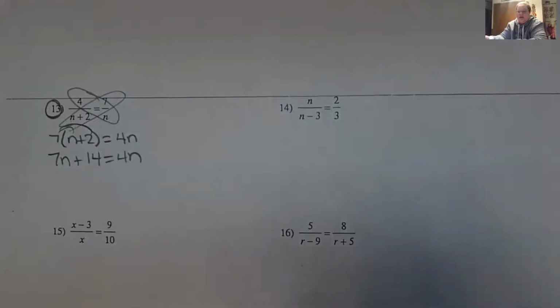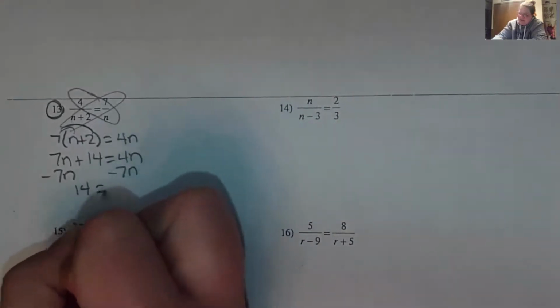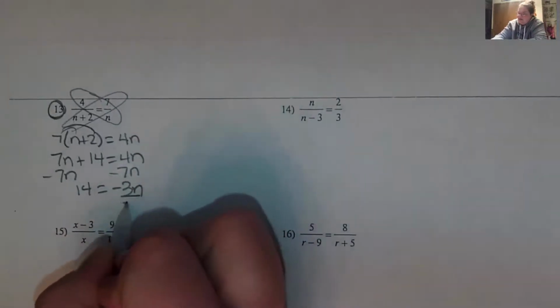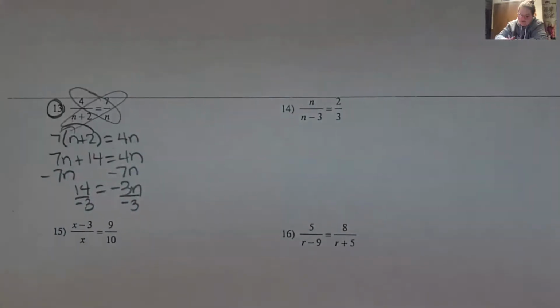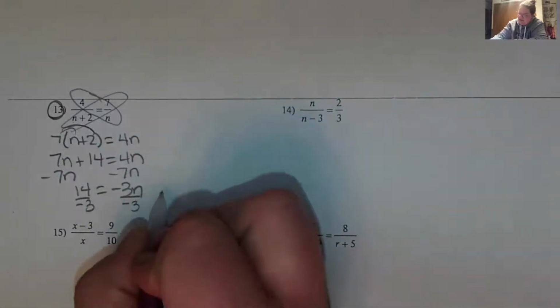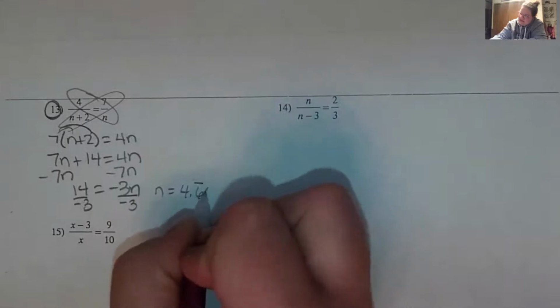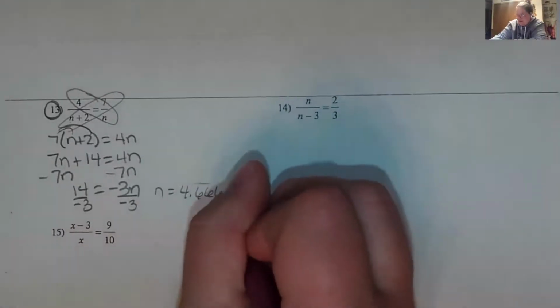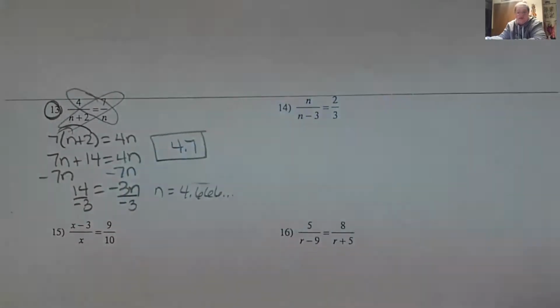Okay, now distribute. So we have 7n plus 14 equals 4n. Keep solving for n, get n by itself. Well, I'm going to move that 7n over. So I have 14 equals negative 3n. Yep. Divide by negative 3. And then just like the front, we're going to round to the nearest tenth. So 14 divided by negative 3 is 4.6 repeating. So that's 666, whatever. Okay, I'll get rid of the repeating sign. Okay, round to the nearest tenth. So 4.7 is n. So n is 4.7.